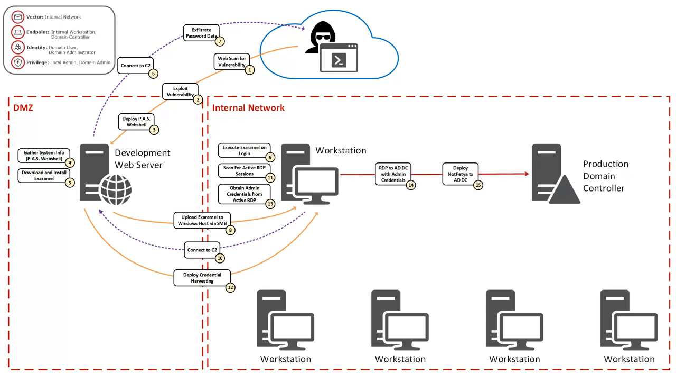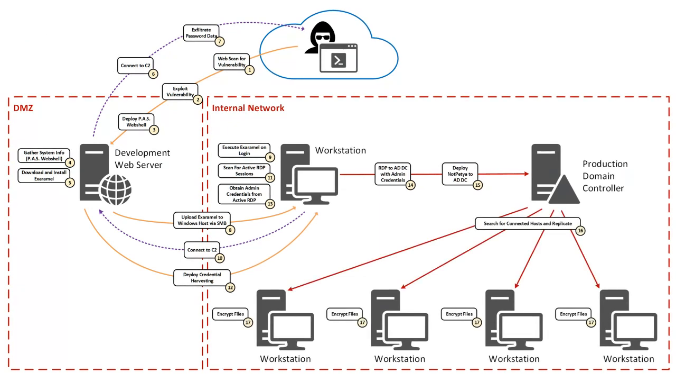It then moves laterally again, in this case using the internal network as the vector. It's targeting the domain controller in this particular instance, right? Operating as domain user and domain administrator. So it started as a local admin. It has then found the credentials, increased its privilege, assumed the identity of the domain administrator, and has full domain admin access. And from there, it replicates laterally again, searching for connected hosts. Again, that vector is the internal network. The endpoint at that point is all these various workstations, operating as domain administrator.